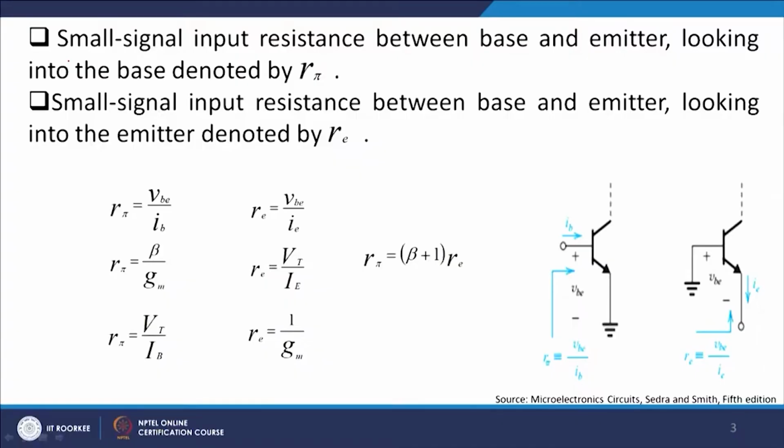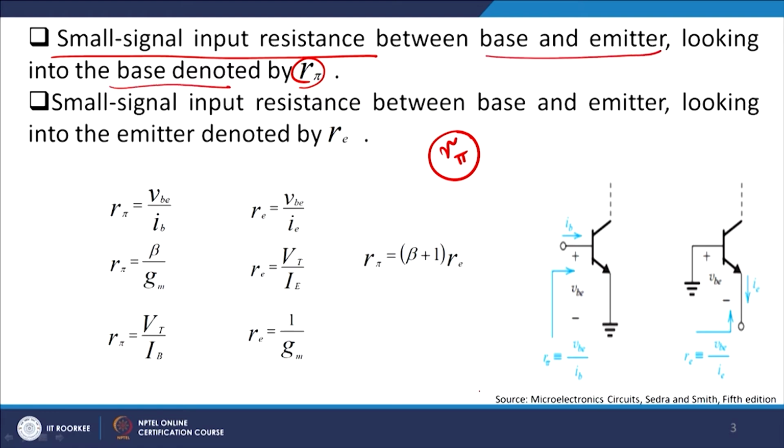Now, we define another resistance known as the small signal input resistance, referred to as r pi, right. It is nothing but the resistance looking from the base side, between base and emitter. Looking from the base side, the resistance offered is basically VBE by IB. VBE is the voltage between these 2 points, and IB is the current by virtue of this voltage. So, VBE by IB is equal to r pi, right.